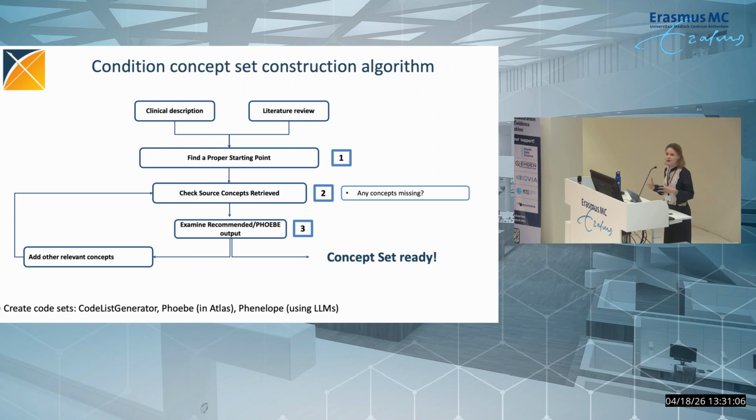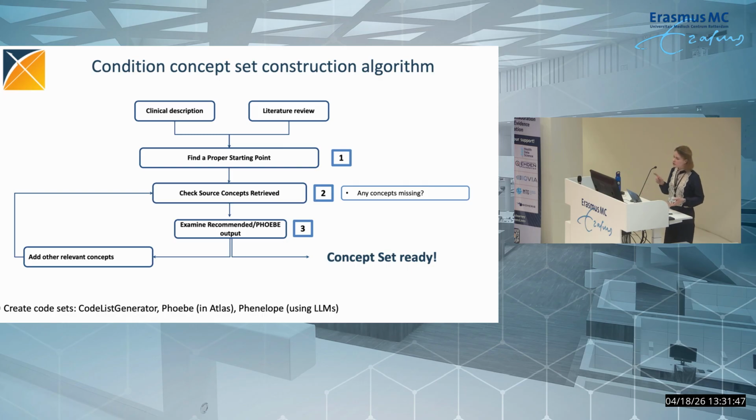And if you do anything for phenotyping, you really have to make sure that you have this clinical description to drive all of the subsequent steps. So you have this clinical description, you've done a literature review, then you need to find the proper starting point where to start your concept set. Then from there, you can use the tools that we have available to get additional codes and look at the recommendations, and see if you want to include those. You assess them, include codes, iterate some more, and at the end, you get a concept set that you believe is comprehensive.